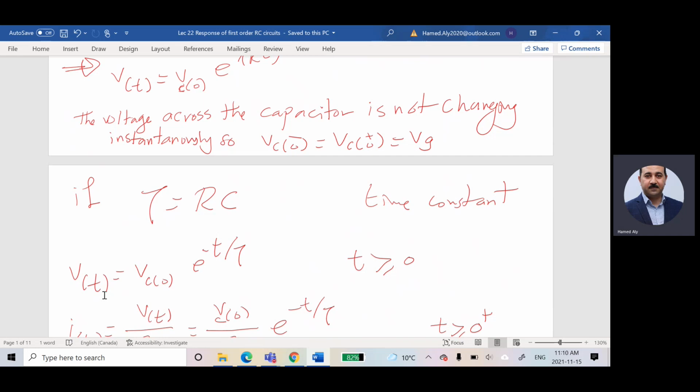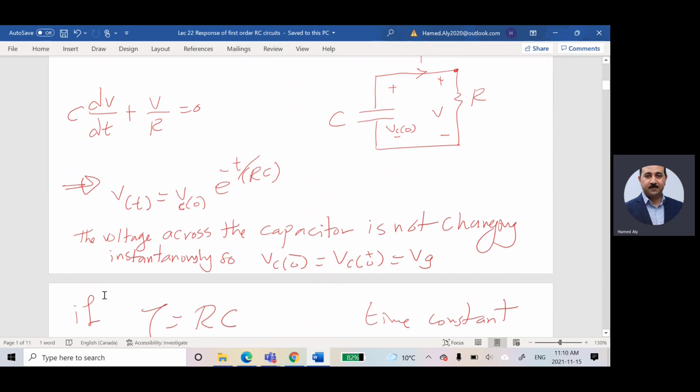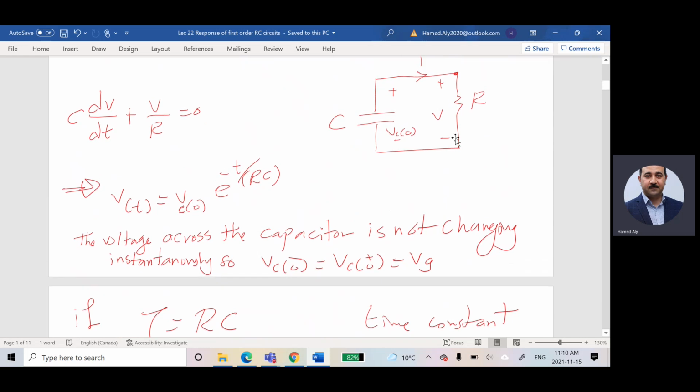Now, what about the current? If you would like to find the current, you can say the current in this guy is equal to V over R. Or you can find the current based on the capacitor equation. The current based on the capacitor equation is equal to what? Do you still remember the equation for the current in case of the capacitor?